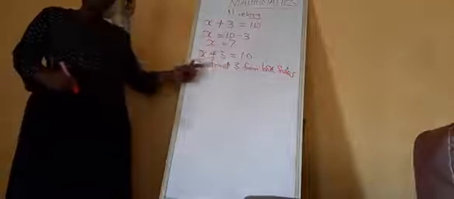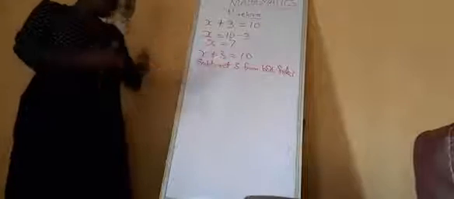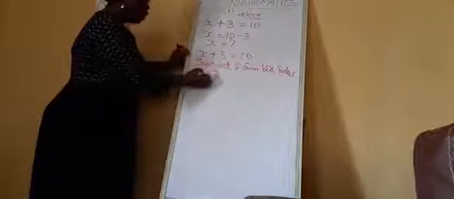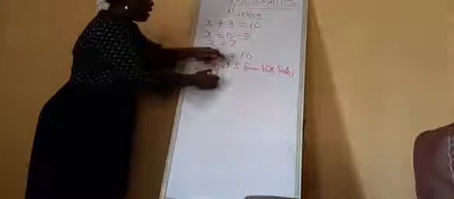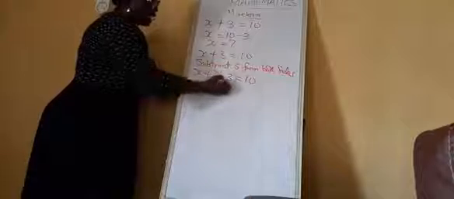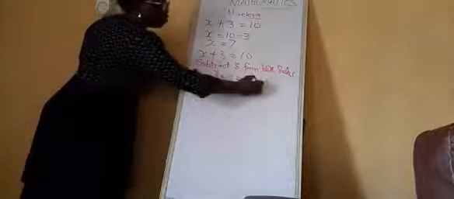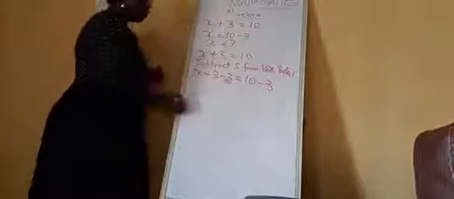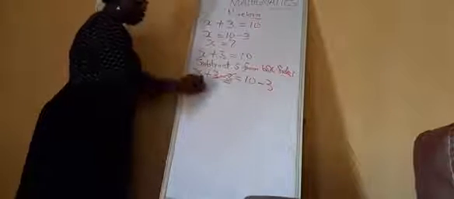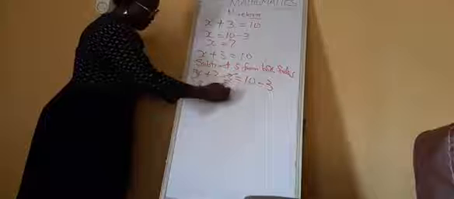Now let me interpret it. Subtract 3 means, write this one first, x plus 3. The opposite of this plus 3 is subtract 3, which is minus 3, is equal to 10. What I introduce here, I will definitely introduce here. So when you have 3 minus 3, it will cancel, now 0. So you have x is equal to 7.